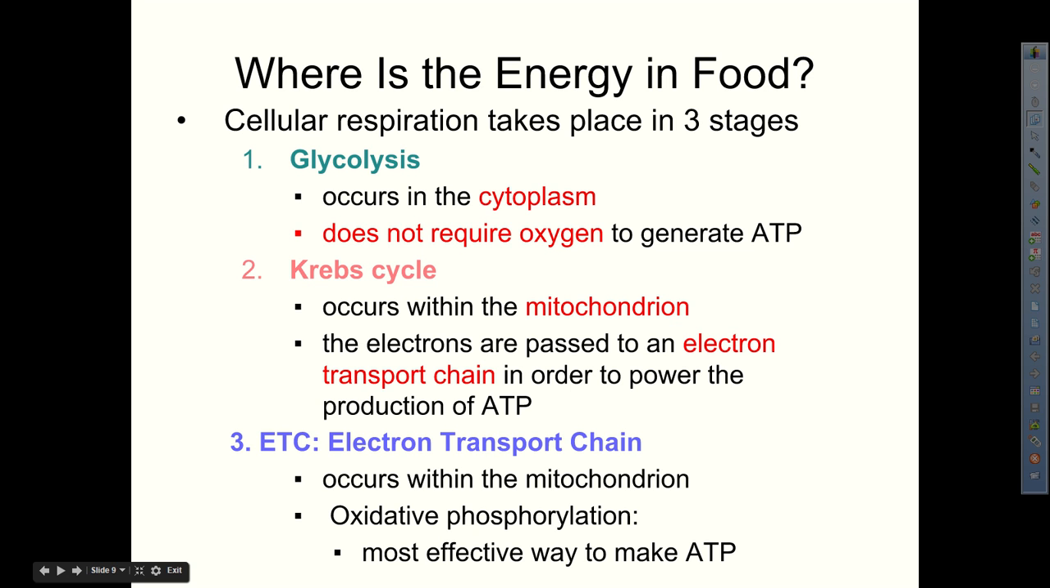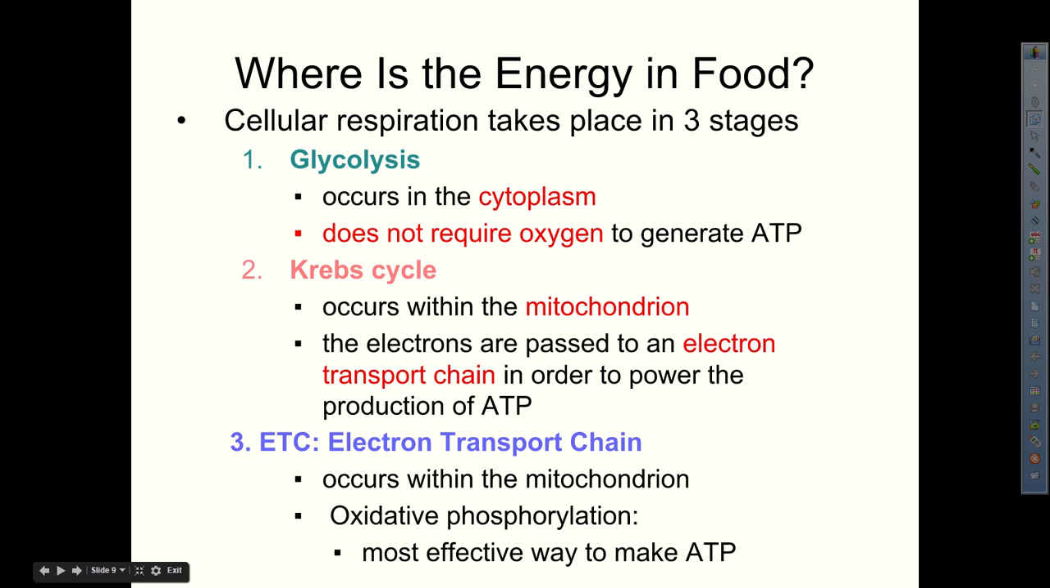Glycolysis happens in the cytoplasm of a cell. Actually, all cells are able to do glycolysis, even bacteria. Since it happens in the cytoplasm, it is an anaerobic process. It does not need oxygen to happen, but it's also very inefficient. We're only going to generate a very, very small number of ATP for 1 molecule of glucose.